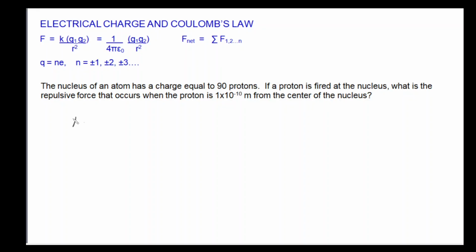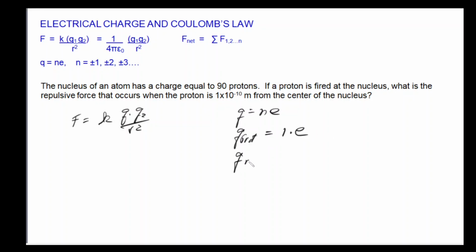Okay, so we're going to be using Coulomb's law, which is given by this formula. And what we know is that charge is equal to n times the elementary charge. So the charge for a proton, since we have 1 proton being fired at the nucleus, is 1 times E.